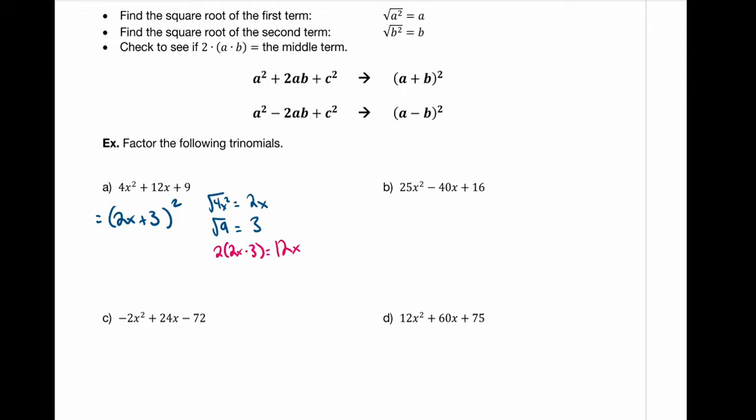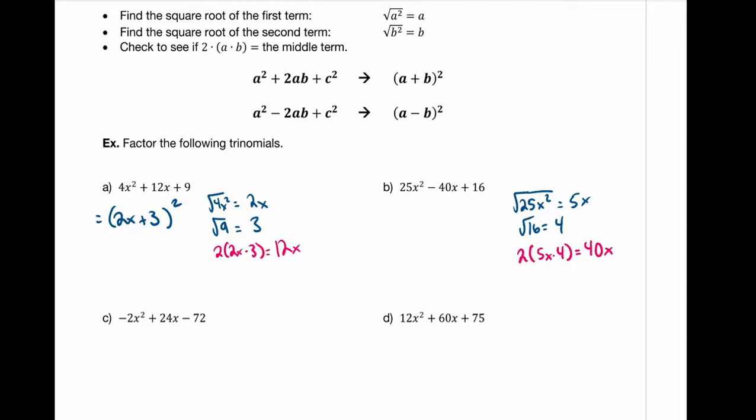Again, we're just checking for that pattern. If I look at the next one, I'll square root the first term, 25x squared. I get 5x. Square root of the last term, I get 4. So they're nice square roots, or perfect squares. Now I need to check if I do 2 times 5x times 4, does that give me the middle number? Well, 5x times 4 is 20, times 2 is 40x. So that is the middle number.